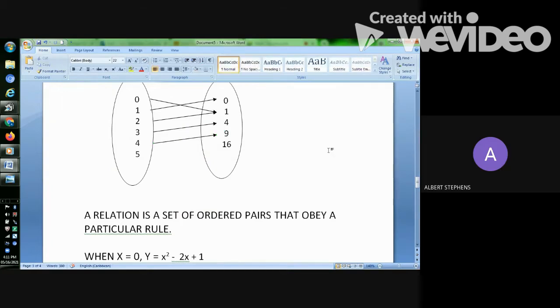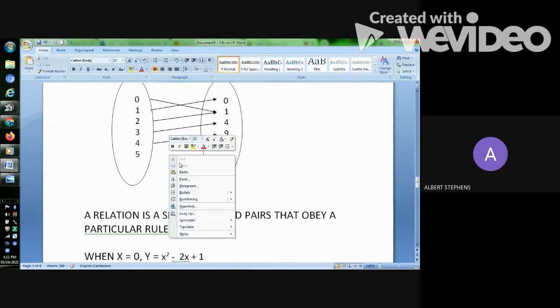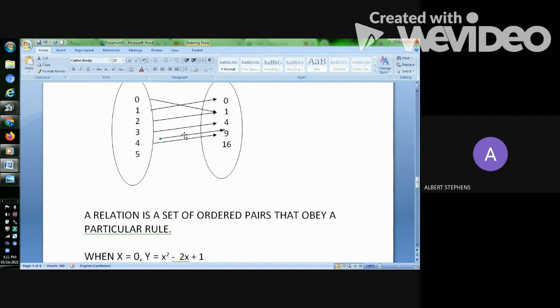All right. And the last one, class, turns out to be what? When x is equal to 5, y is equal to what? 16. Right. And we call this diagram a mapping diagram, or specifically 1 to 1, 1 to 2, 1 to many.